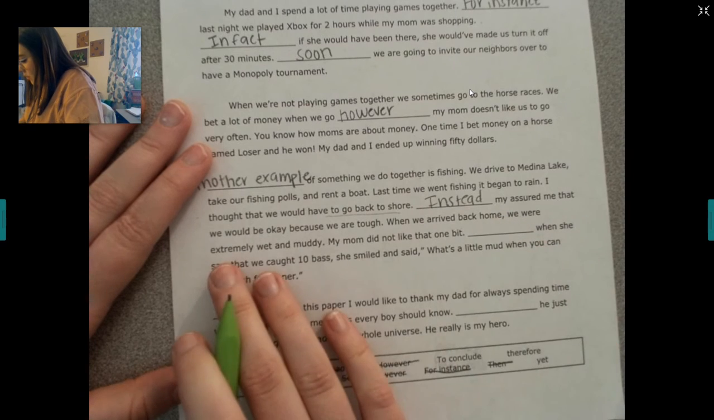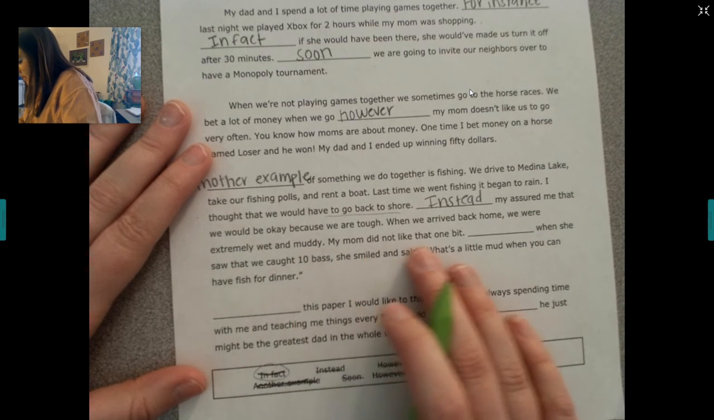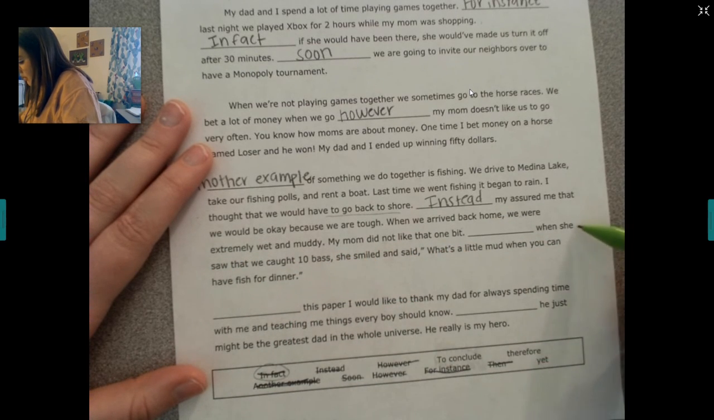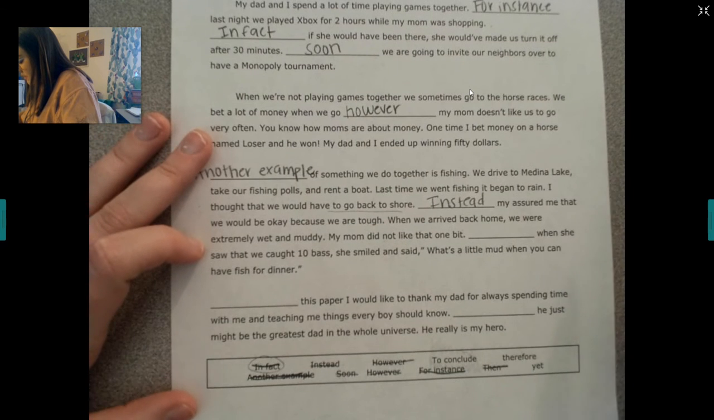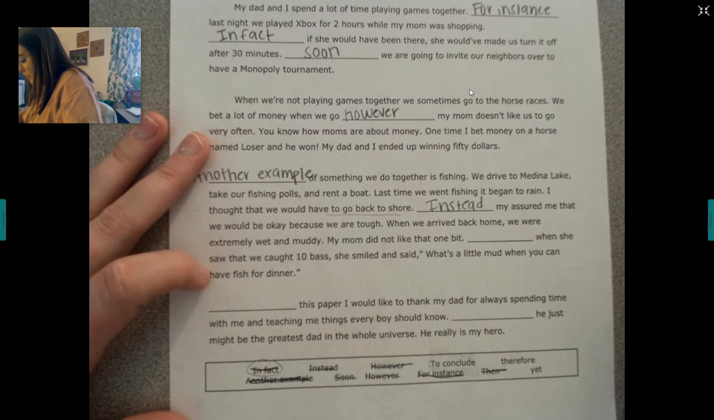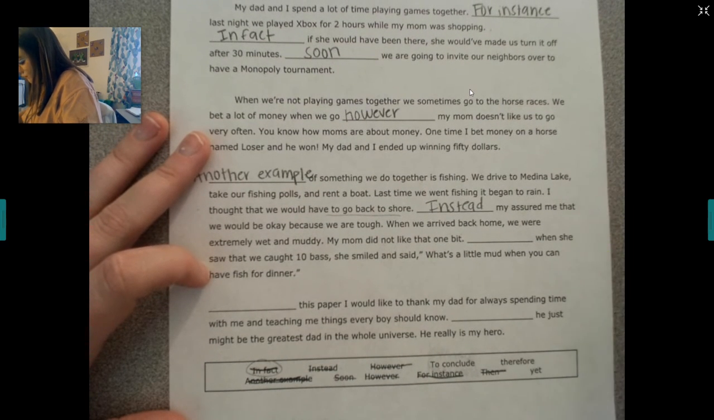When we arrived back home, we were extremely wet and muddy. My mom did not like that one bit. Blank, when she saw that we caught 10 bass, she smiled and said, "What's a little mud when you have fish for dinner?" So should I say to conclude, therefore, or yet?